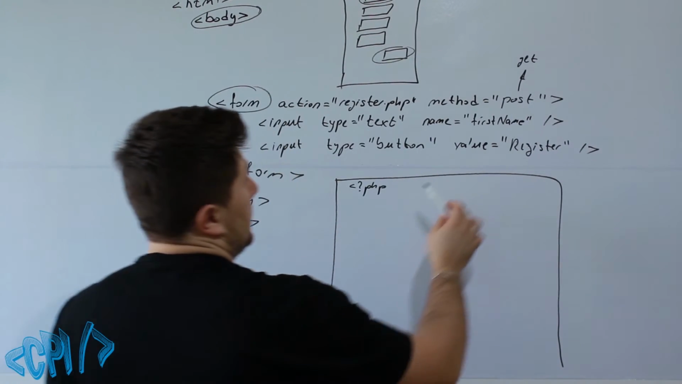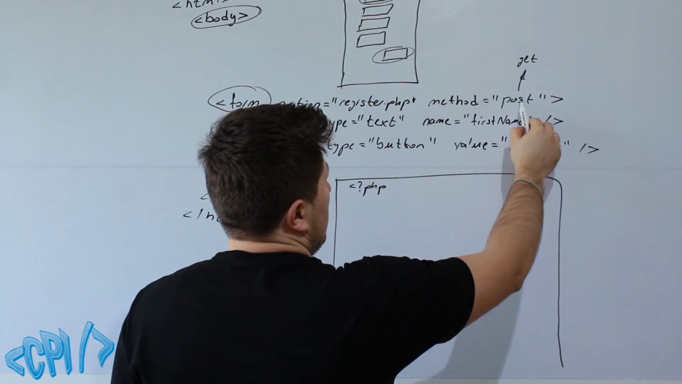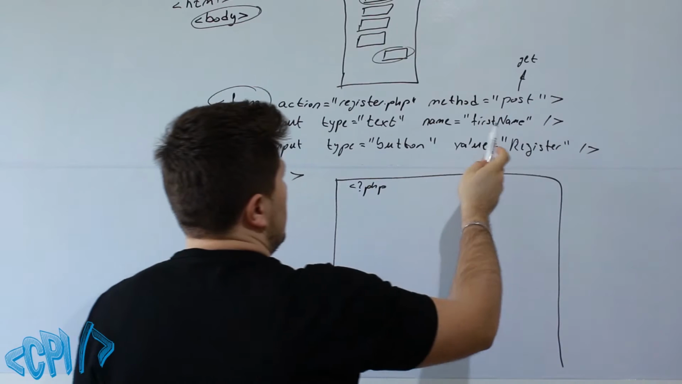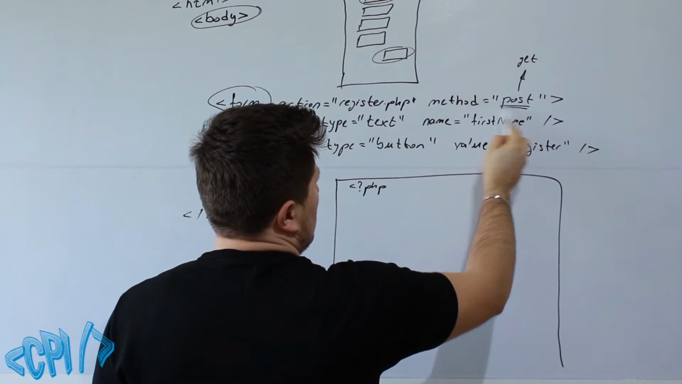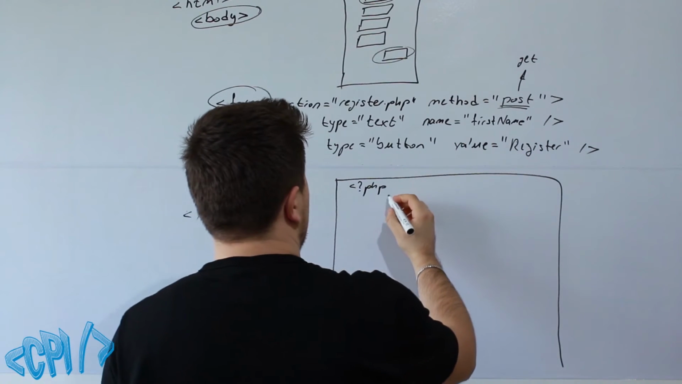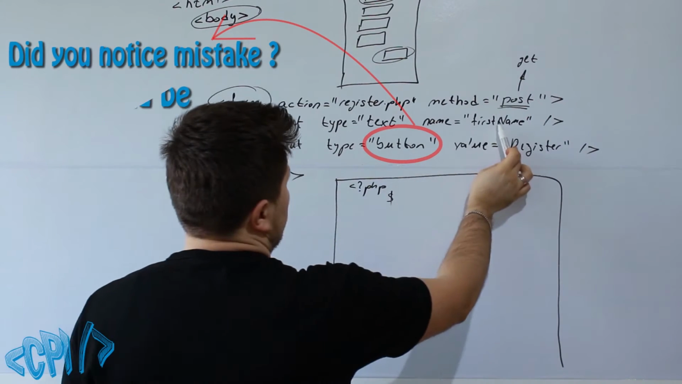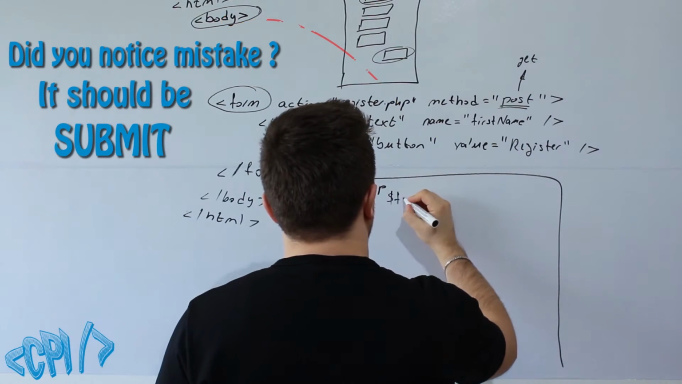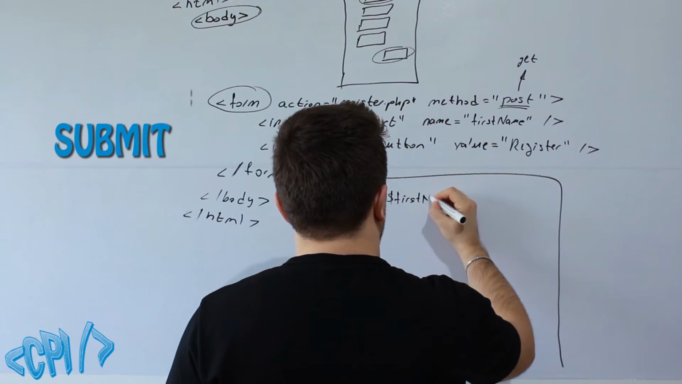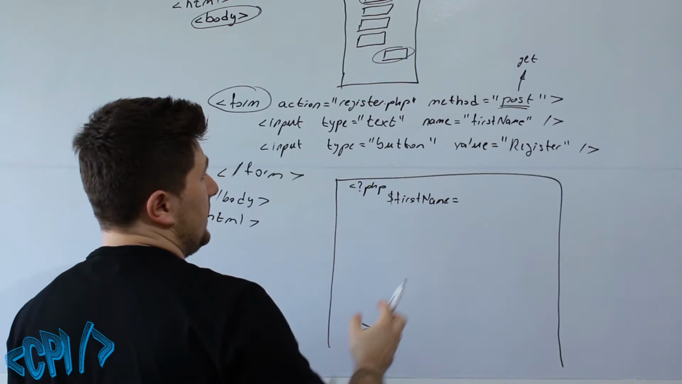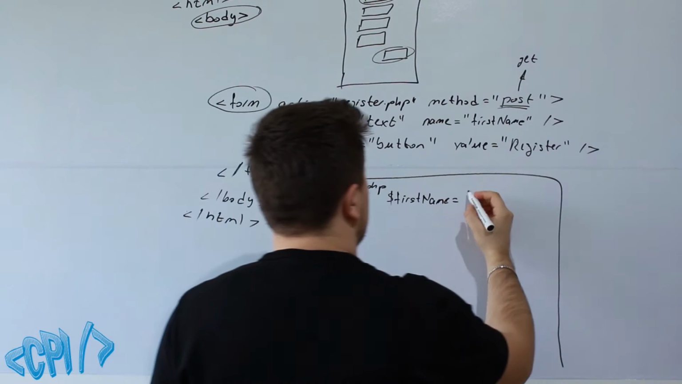So as I said, we have two types of the form and how data is sent. So it is post and get. In our example we used post. Okay, so first we are going to define a variable where we will store this first name. So variable is basically like container. Okay, so first name equal, and since we used post we will put like this.